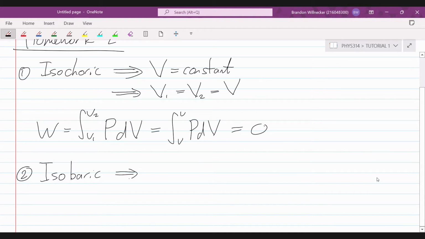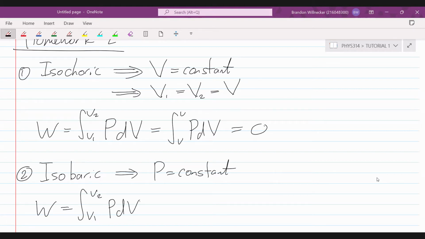So for an isobaric process, we know that P is constant. Okay, so with that in mind, what's the work done? So W is going to be the integral from V1 to V2, P dV. This is always your starting point.